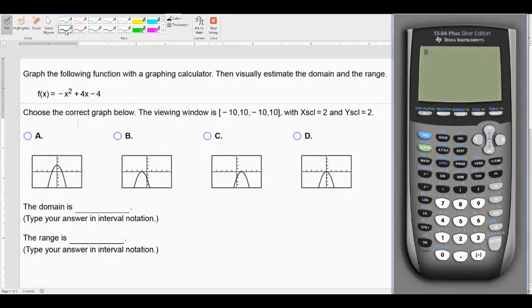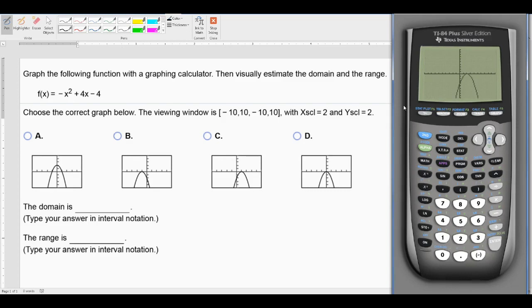For this example, we're actually going to graph f of x equals negative x squared plus 4x minus 4. We're going to use a graphing calculator, even though you may not need to, I'm going to. Negative x squared plus 4x minus 4 graph.